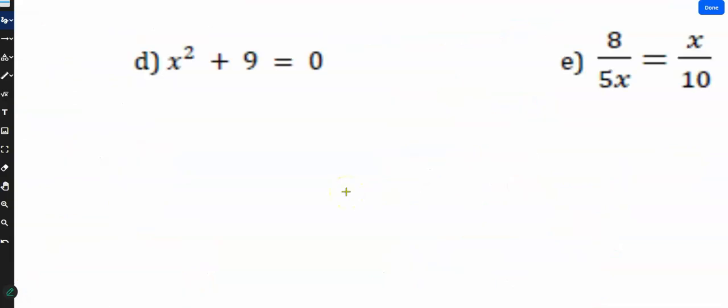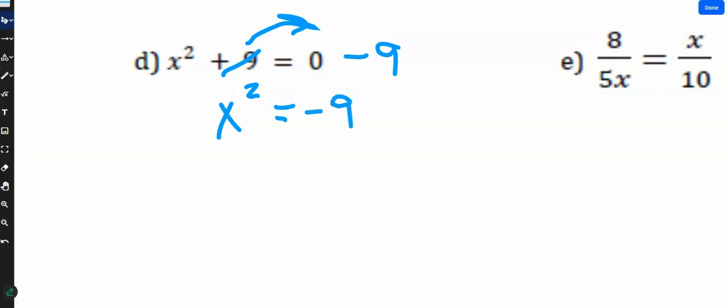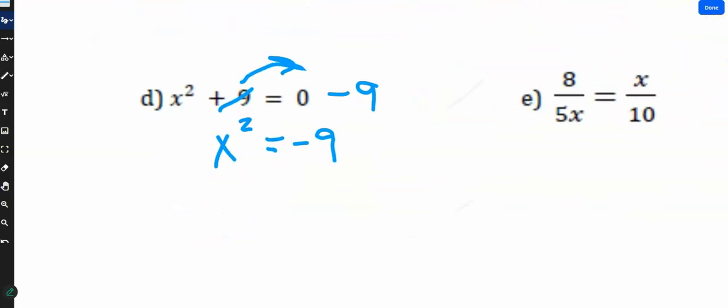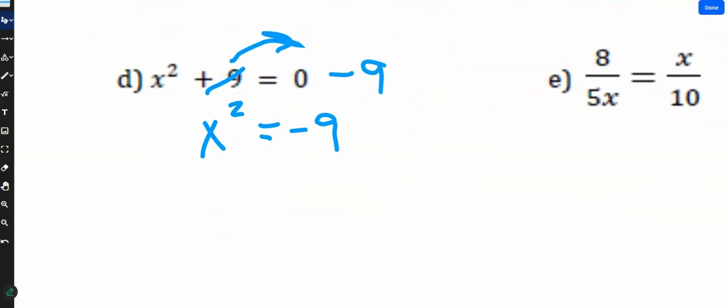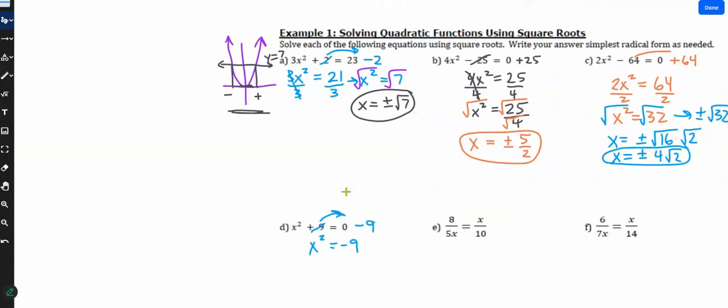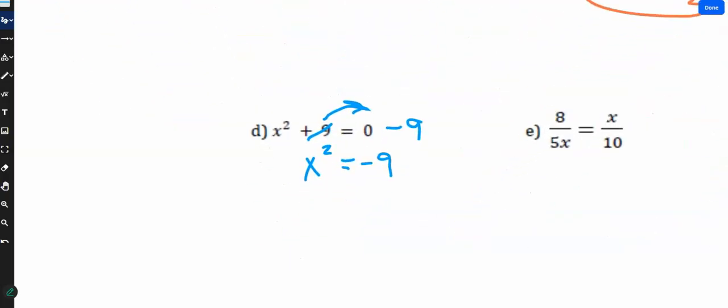Okay, so on this next one, once again, no linear term, so I'm going to push that to the other side, subtracting it. Now, we haven't talked about this, but that would go with my picture. Y equals -9 is down here. So, this would be no real solution.